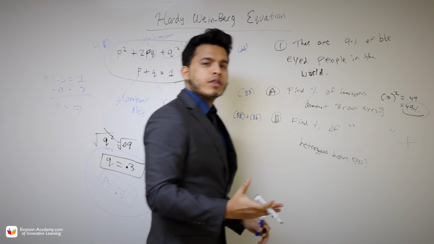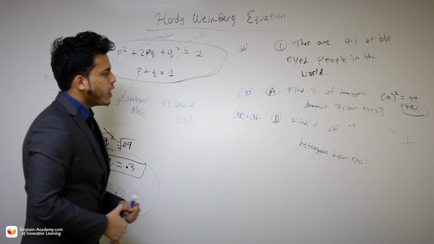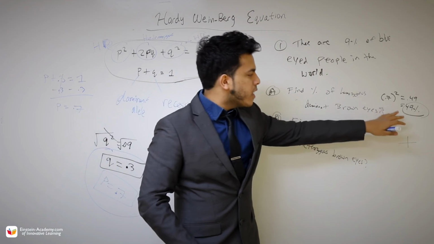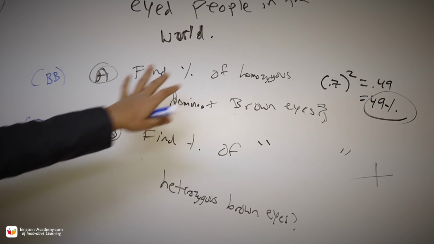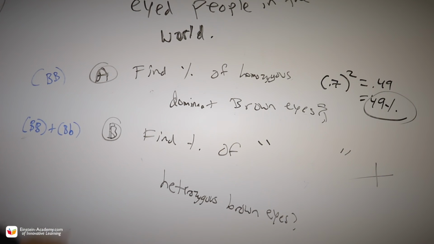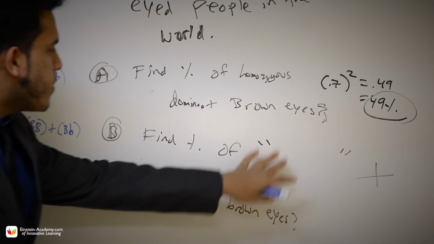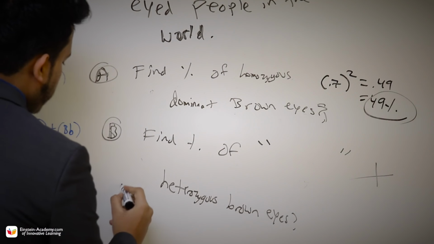This is how easy this problem is, okay? Hardy Weinberg Equilibrium Equation is very, very easy, okay? So, 0.7 squared is 49%. Your answer is 49%. 49% of the population have homozygous dominant brown eyes. Okay, let's take a look at this. Find the percent of homozygous dominant brown eyes. We just did that. Okay, so that's 49%.